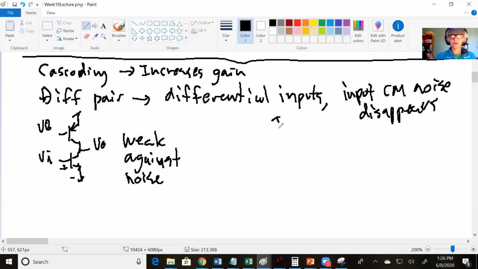So I'm going to draw something here. This may take a moment. Actually, I can draw it a slightly different way. I'm going to do that. Switch directions.